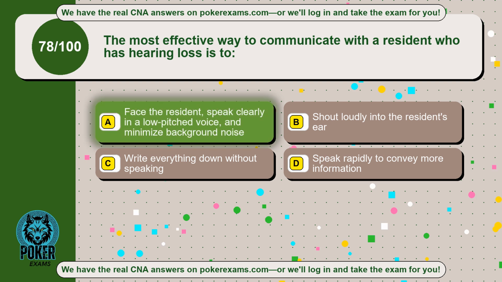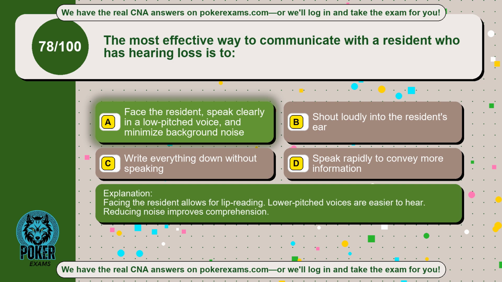The correct answer is option A. Face the resident, speak clearly in a low-pitched voice, and minimize background noise. Facing the resident allows for lip reading. Lower-pitched voices are easier to hear. Reducing noise improves comprehension.